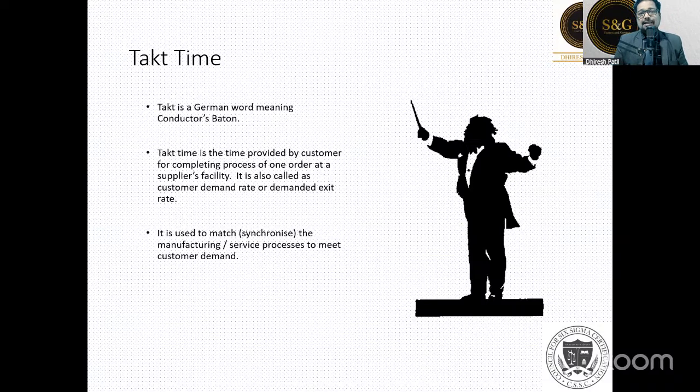In classical music, it is also called a tal, like tha tha tha tha. If even a single beat is missed, that entire music will not sound good. That orchestra will not sound good. So this entire harmony is created by this person who just waves that baton, waves that wand. Now this is very important.